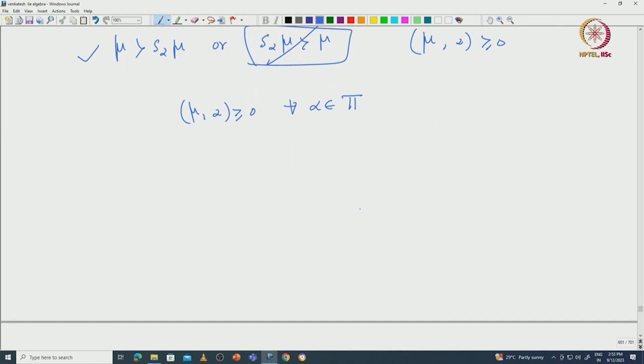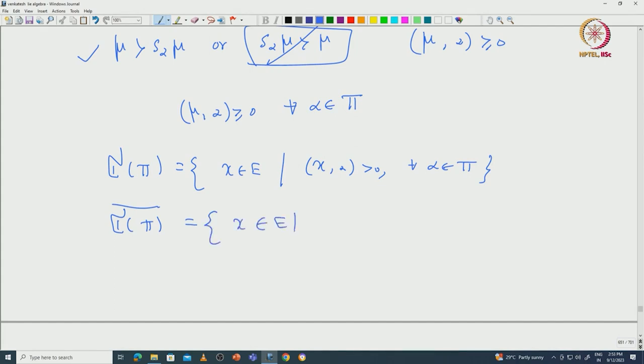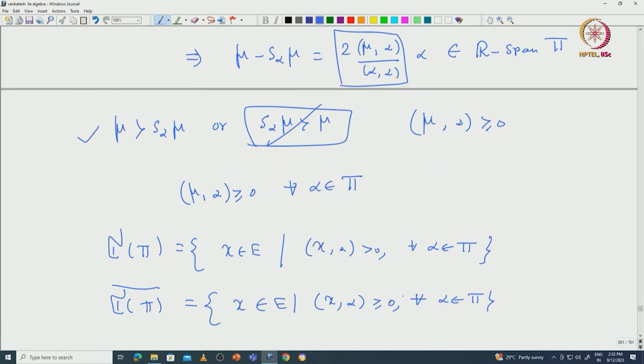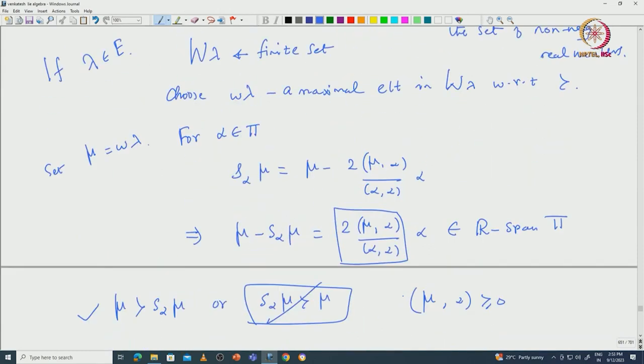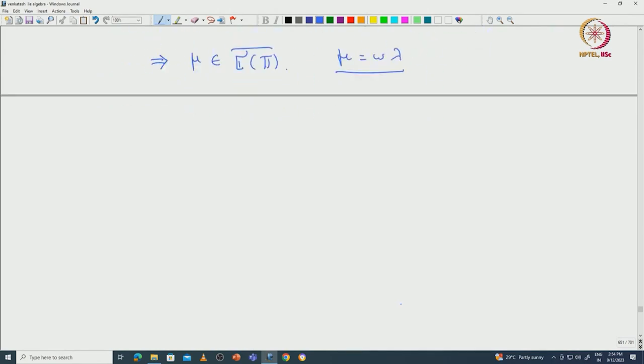But recall the characterization of this C pi. C pi is defined to be those x in E such that x alpha is positive for all alpha in pi. In particular, the closure of C pi will be those x in E such that x alpha is greater than or equal to 0 for all alpha in pi. Using this characterization, you can immediately see that this mu must be an element of C pi bar. But what is mu? Mu is nothing but W of lambda. So given lambda, there exists W such that W lambda is in C pi bar. So this proves that any element of E must be W conjugate to some element in C pi bar. So now we will prove the uniqueness.